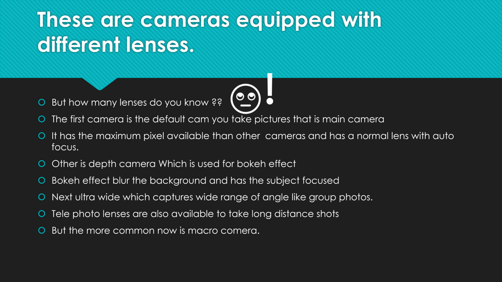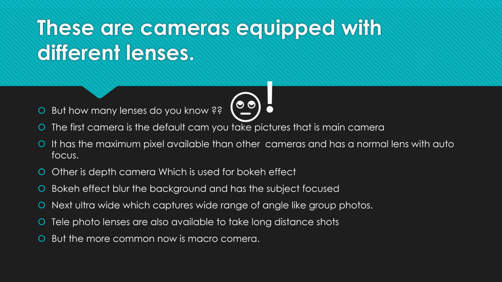The first camera is the default cam you take pictures with, that is the main camera. It has the maximum pixels available compared to the other cameras and has a normal lens with autofocus. Another is the depth camera, which is used for the bokeh effect. The bokeh effect blurs the background while keeping the subject focused. Next, ultra wide, which captures a wide range of angle, like group photos. Telephoto lenses are also available to take long distance shots, but the more common one now is the macro camera.